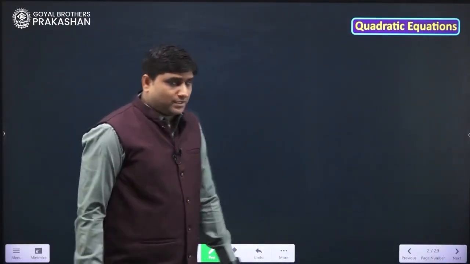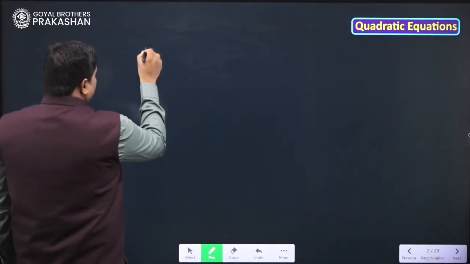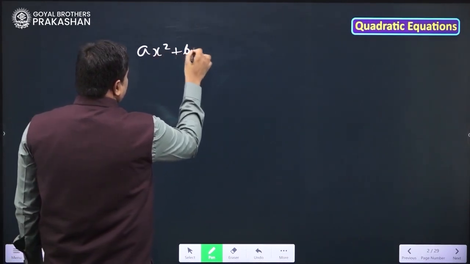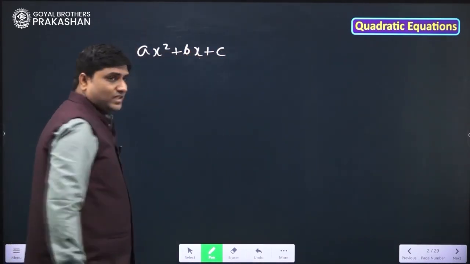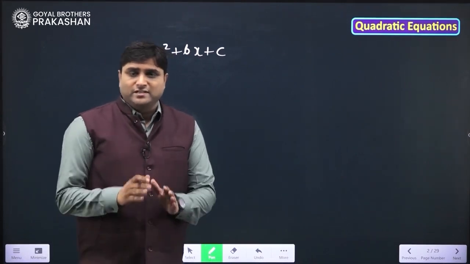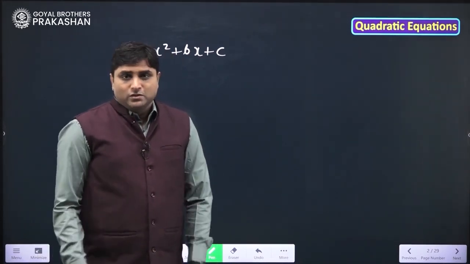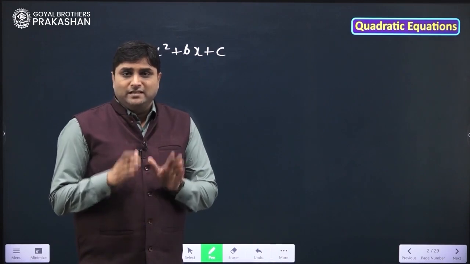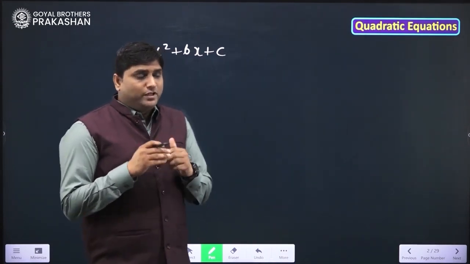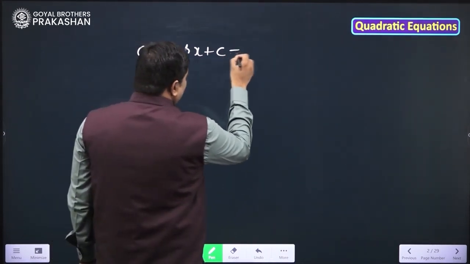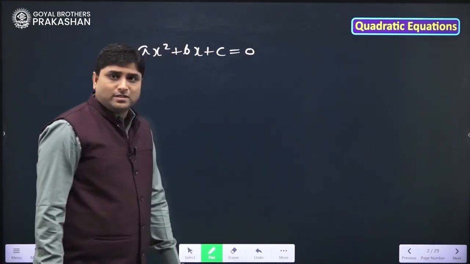So what is a quadratic equation? We all know the expression in the form ax² + bx + c is a quadratic polynomial. This we have studied in the chapter on polynomials. So ax² + bx + c is actually a quadratic polynomial. If we equate it to 0, then it becomes an equation.